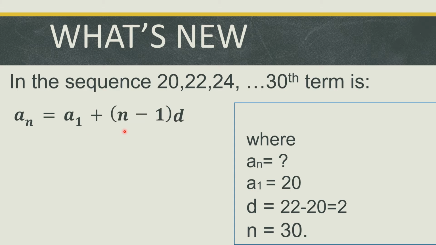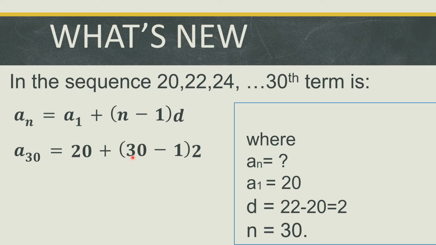With the use of the nth term formula, a sub n is equal to a sub 1 plus n minus 1 multiplied by the common difference, we can solve the problem easily. First, we need to substitute. n is equal to 30, a sub 1 is 20, and our d, or common difference, is 2.